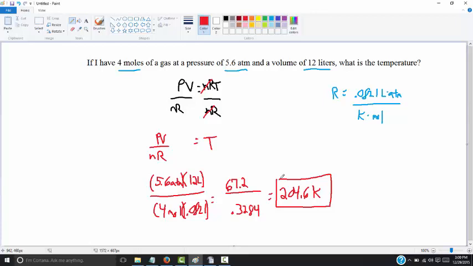But again, the key problem that people have with the ideal gas law, even though it is pretty straightforward, PV equals nRT, is that you must use the proper units when you're using the value for R. If this question had the pressure in, say, torrs, you couldn't use this value because torrs and atmospheres would not cancel each other out as units. So make sure that you are using Kelvin temperature, liters for volume, and atmospheres for pressure when using this value.